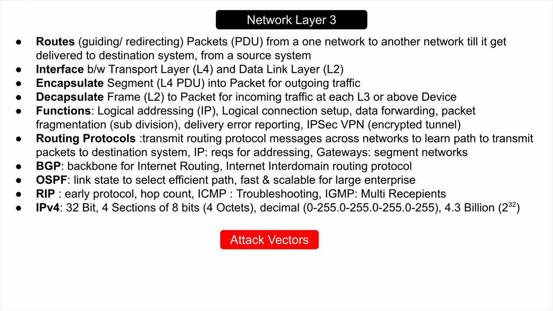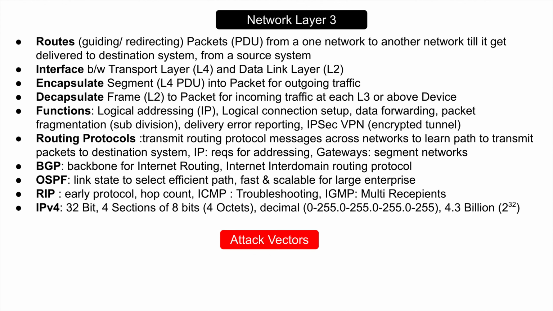IPv4 is a 32-bit address, and there are four sections in an IPv4 address, each of 8 bits, and these sections are called octets. An IPv4 address is shown in decimal form, and each octet is separated by a dot. So there are 3 dots and 4 sections of decimal numbers ranging from 0 to 255. In total there are 4.3 billion IPv4 addresses.